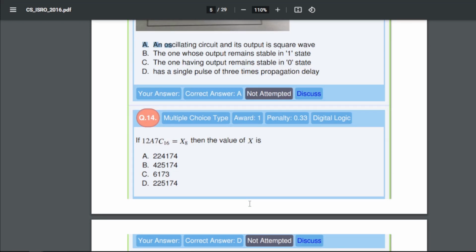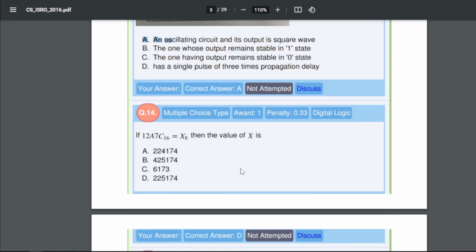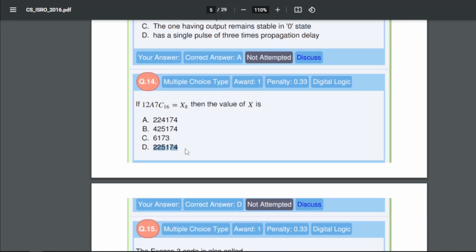Now question number 14: if 12A7C16 equals X8, then the value of X is what? For 14 our answer is D. The value of X will be 225174. If you solve this particular question, you will get this answer. D will be the answer because first you have a hexadecimal number, then you convert it to base 2, or binary. After converting to binary, you convert that to base 8, that is octal. This way you will get the answer, which is D.